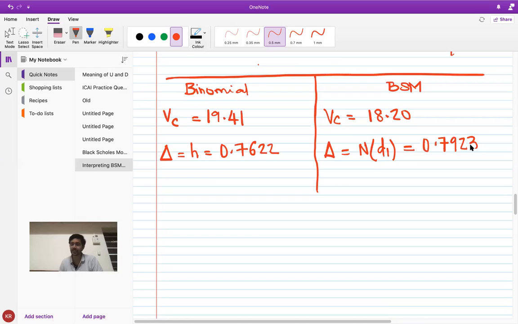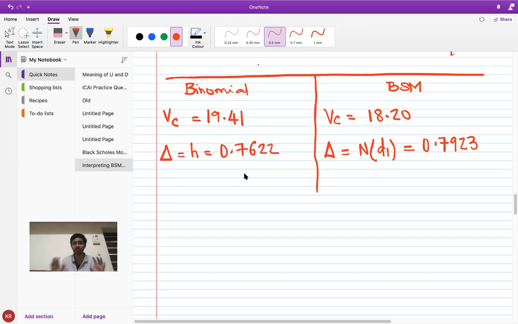Okay, so basically the delta has also improved, meaning the methodology to calculate delta has also improved. Under binomial, we were saying that the delta of a call option is 0.7622, and under Black-Scholes, our methodology of calculating delta has also improved, and we are now saying that the delta is 0.7923.